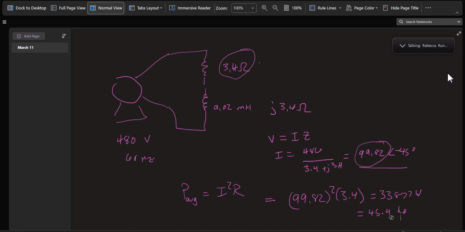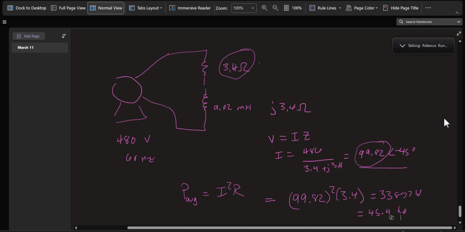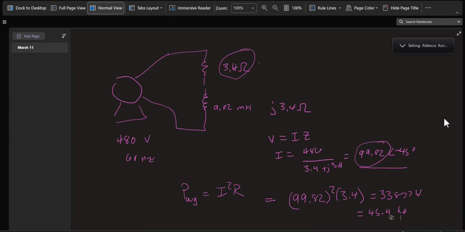So if there was no resistance, the real or the average power would be zero? The real and average mean the same thing. Okay. Yep. So yes, the answer is yes. They would be zero. The complex power would not be zero.